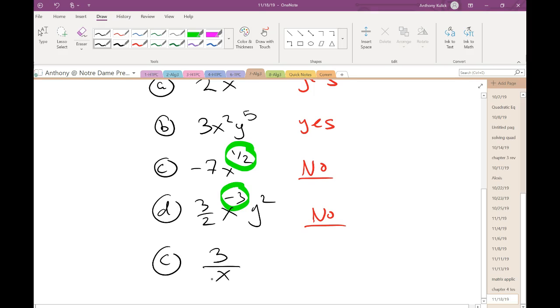3 over x. Well, that's supposed to be an x. Yeah, whatever the next letter in the alphabet is. It's math class, not English. Is this a monomial? Why do you say that?